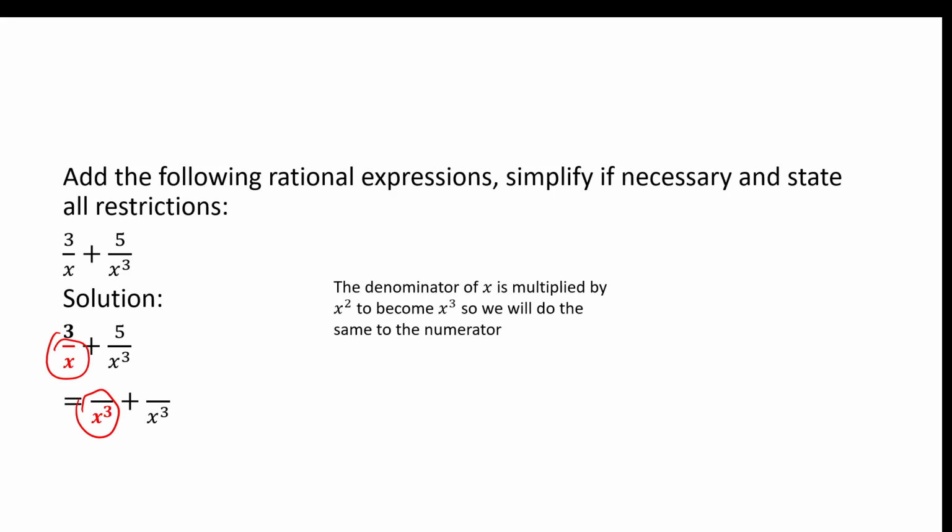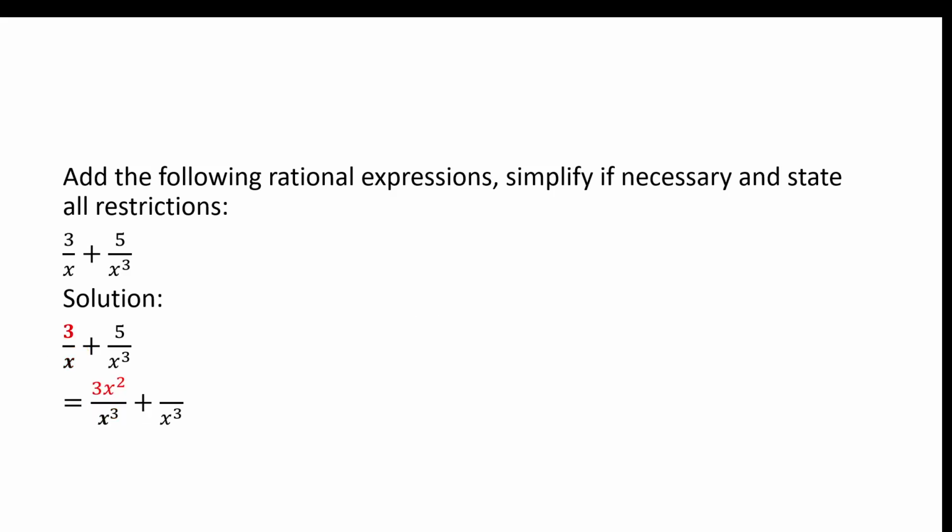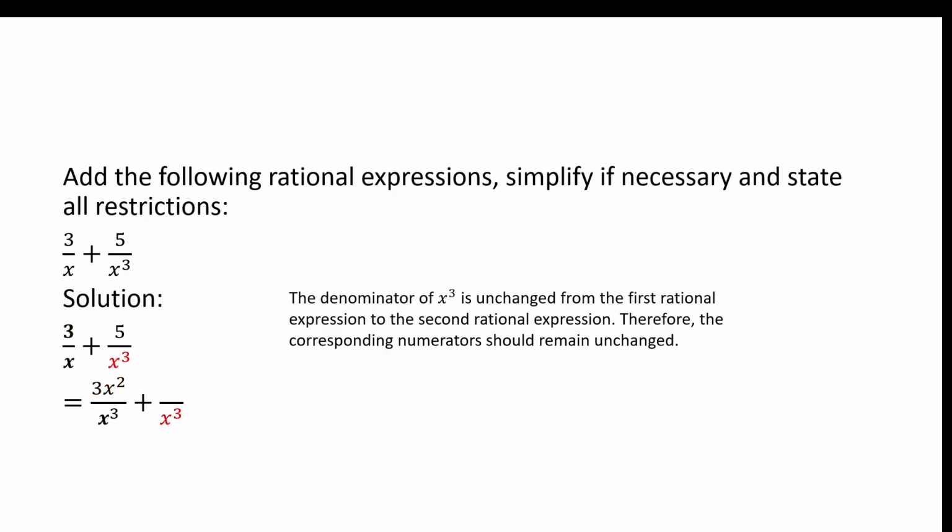And the answer is x squared, because whatever you multiply the denominator of in a particular rational expression, you need to multiply the numerator by the same thing. So 3 times x squared becomes 3x squared. Now, let's look at the next one. The next one was x cubed. Well, the denominator of x cubed was unchanged from the first rational expression to the second rational expression, so the corresponding numerator will also remain unchanged.